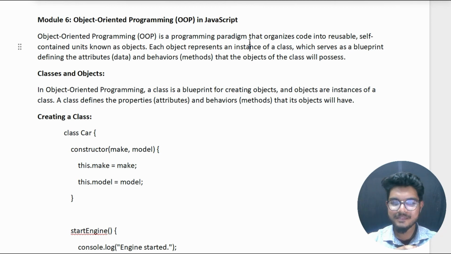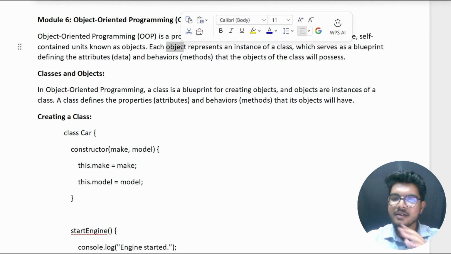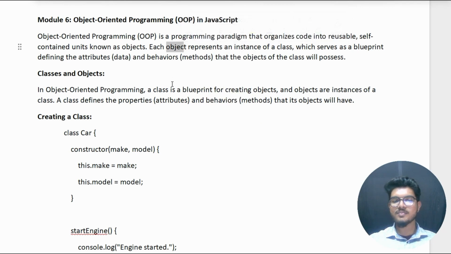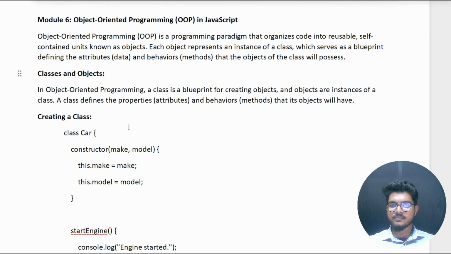Confused? Is everyone confused? Also, one more thing to note down. This object is different from the previous object. That key-value pair object is different and this object is different, right? This object is a runtime entity of the class. Do not worry, we'll get it in simple terms. In object-oriented programming, a class is a blueprint for creating objects, and objects are instances of a class. A class defines the properties, attributes, and behaviors.